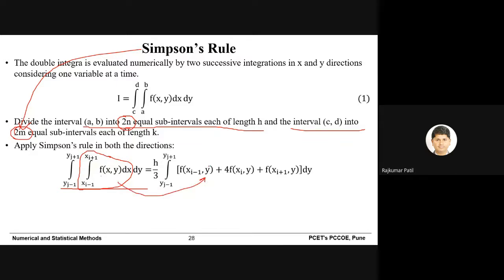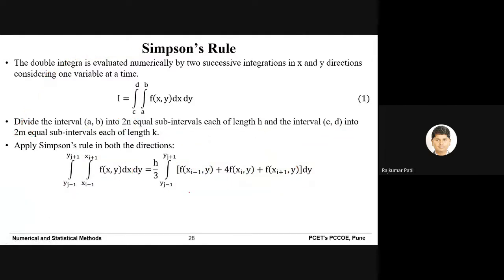Here you can see y is constant that we maintain, and we varied the value of x. So first value of x, f(xi-1), plus 4 into the middle value of x, sorry, it's not the last value, it will be an even value, and f(xi+1), that is the odd value. This is how we can understand this particular expression, and that is analogous to Simpson's 1/3 rule.